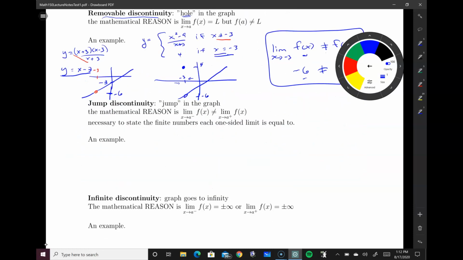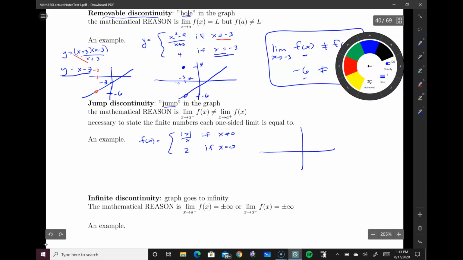All right, so when there's a jump in the graph, then the limits don't equal each other. So let's look at a made-up function, f of x is absolute value of x over x if x does not equal 0, and 2 if x does equal 0. Okay, so explain why this is not continuous at x equals 0. So if I was to draw this, this is that graph. That's 1 and that's negative 1, and this is making a definition at 2 here.